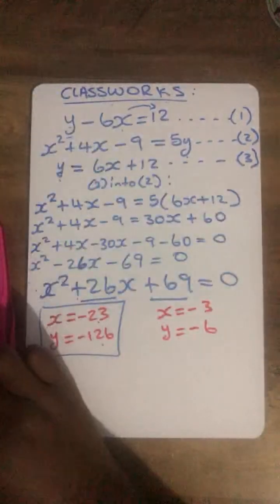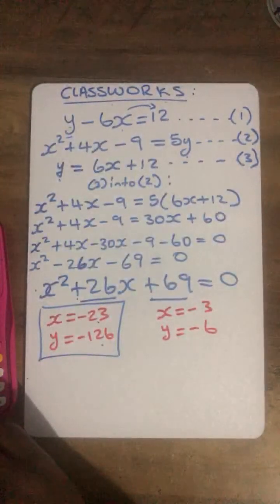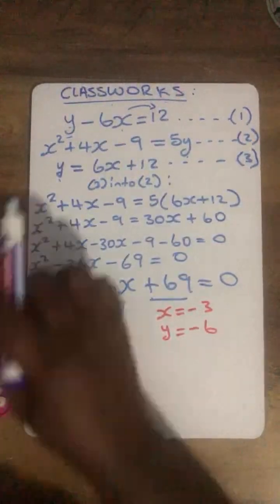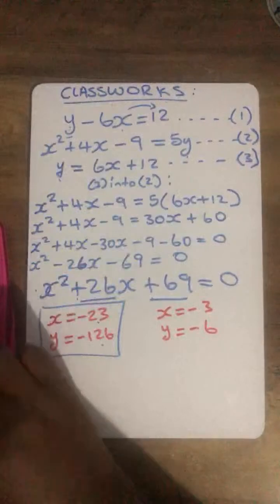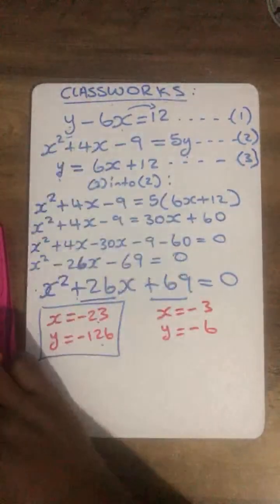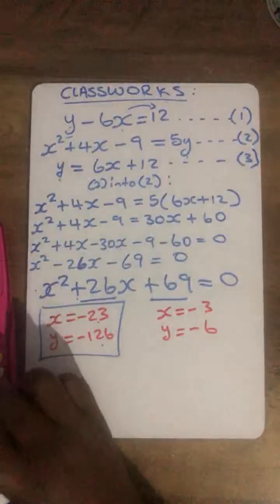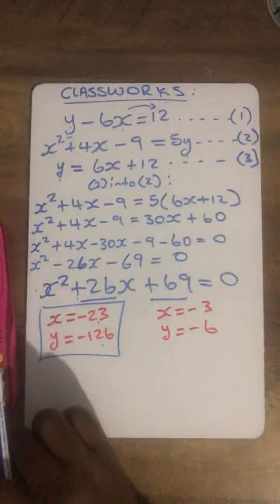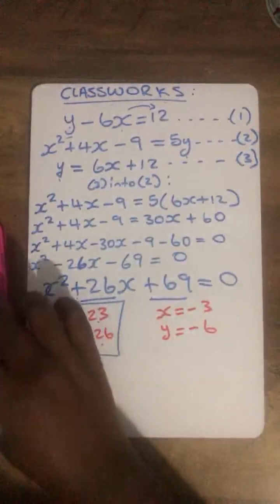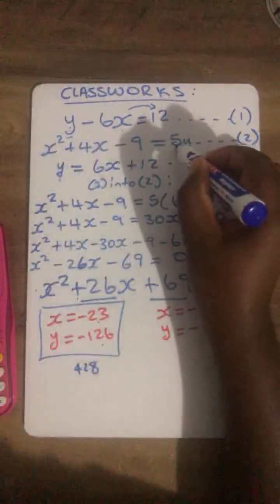So inside the brackets, we are going to say x, which is negative 23. You close, you say squared. And then you say plus 4 into x again, it's negative 23. You close, and then you say minus 9. It gives us 428. Okay, then let's test that one to see.